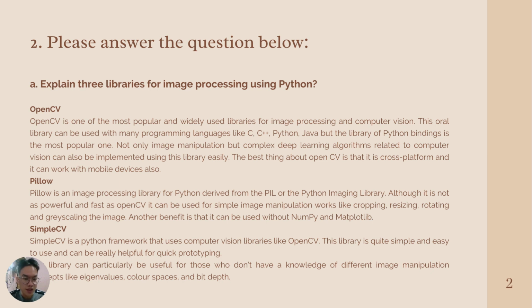And the third one is SimpleCV. SimpleCV is a Python framework that uses computer vision libraries like OpenCV. This library is quite simple and easy to use and can be really helpful for quick prototyping. This library can particularly be useful for those who don't have knowledge of different image manipulation concepts like edge values, color spaces, and bit depth.